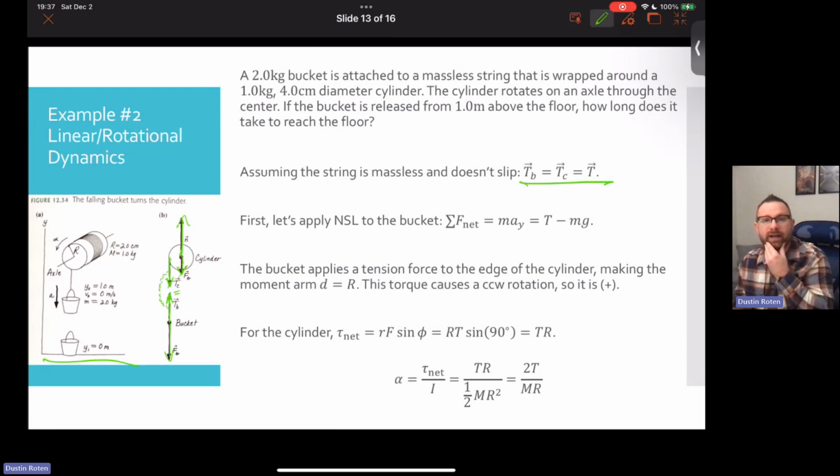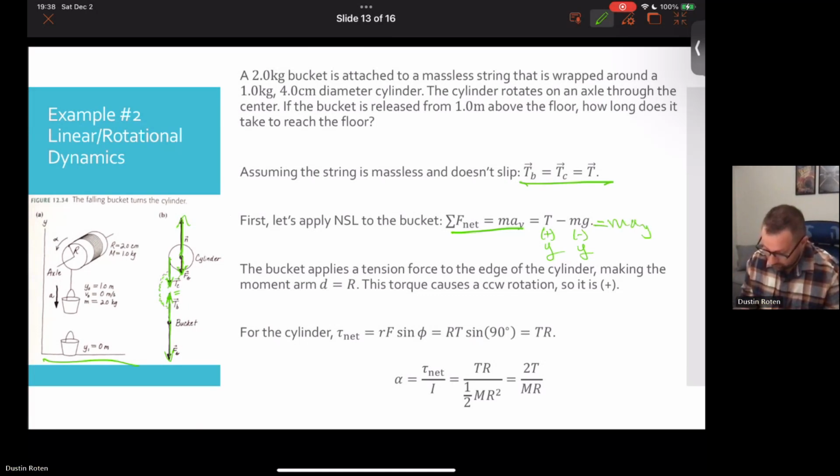Now let's first apply Newton's second law to the linear part of the problem. We'll apply this to the bucket. We know it's going to be accelerating, and we have tension pointing upward in the positive y direction, but we also have gravity downward in the negative y direction. These things are going to equal m a_y. That's the linear part of the problem here.